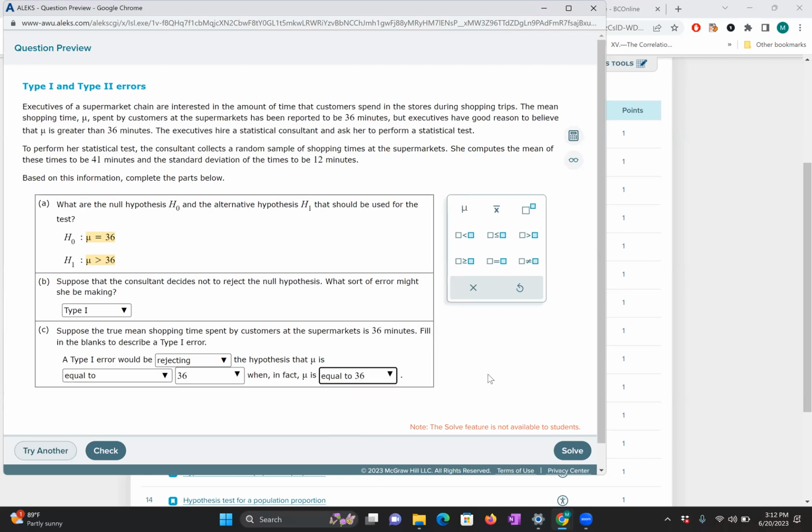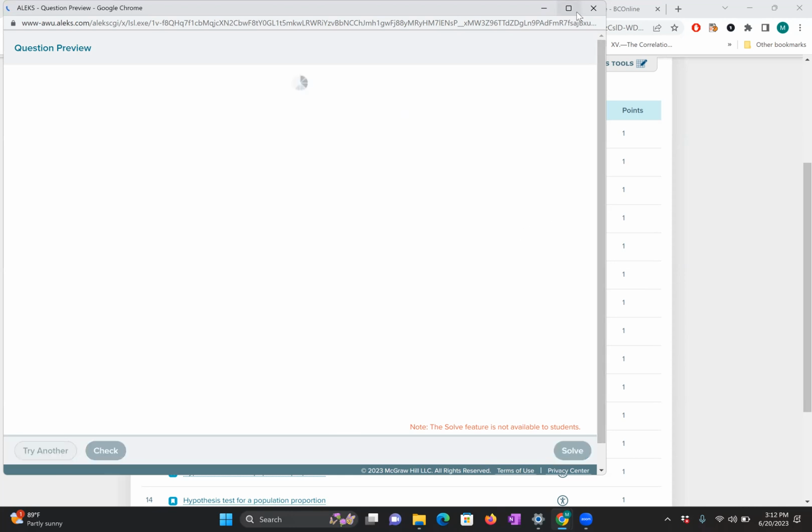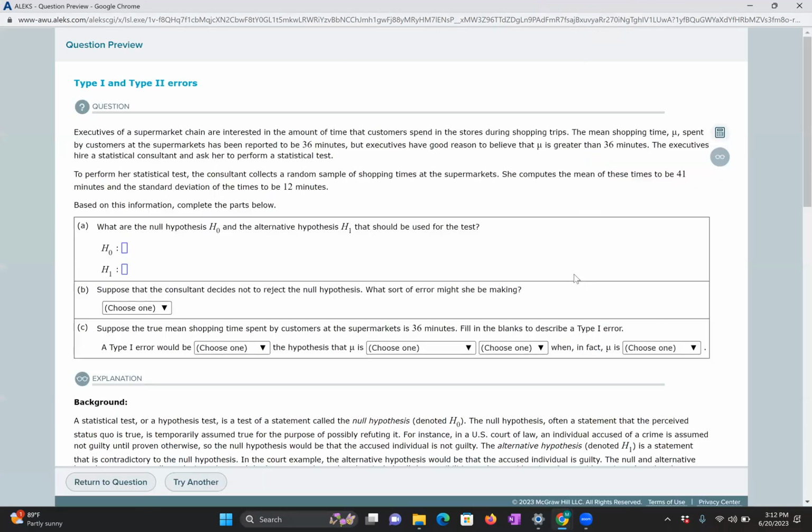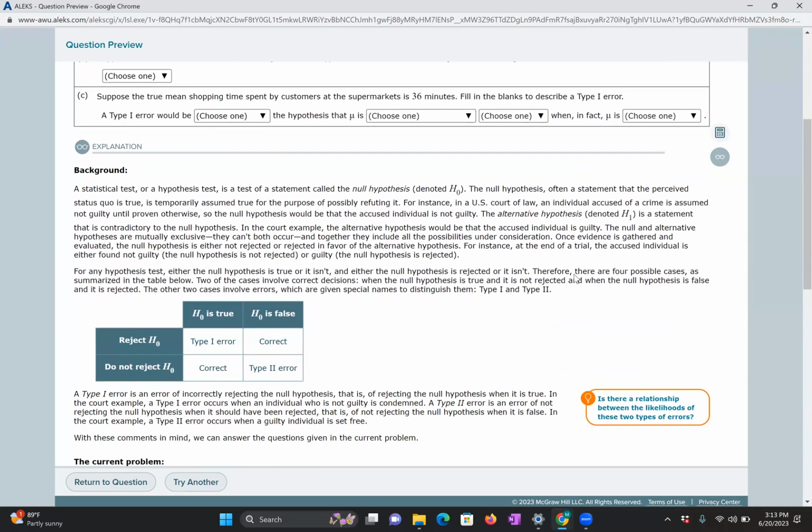So these questions are a little tricky. I'm going to read it again, make sure I didn't make a mistake. So the idea is type 1 is rejecting a true null hypothesis. So let's take a look just to be sure at the explanation, because this would help both of us in the sense of understanding the gist of the question.